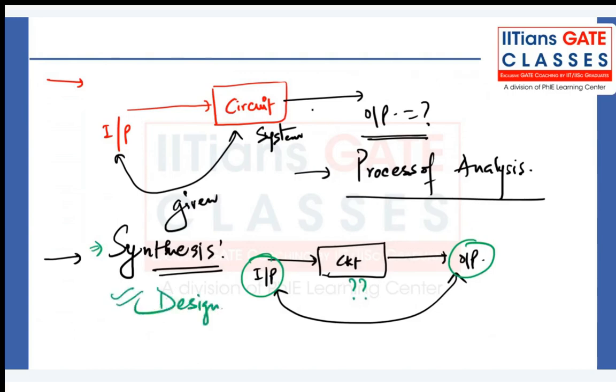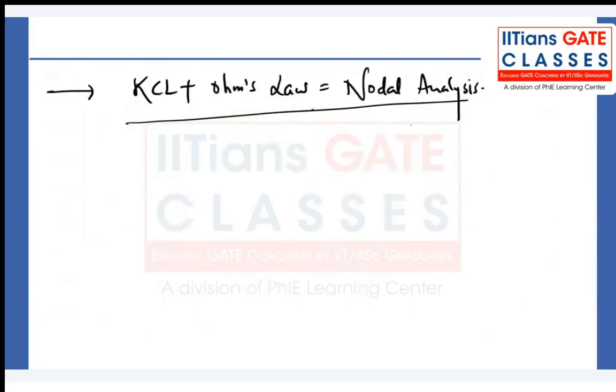Okay. So I believe now you understood the meaning of analysis and synthesis. Nodal analysis is nothing but KCL and Ohm's law. And if you apply KVL and express the voltage in terms of current and resistance using Ohm's law, that is going to give you the mesh analysis, right?